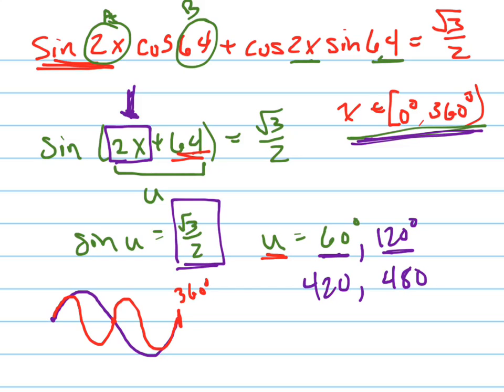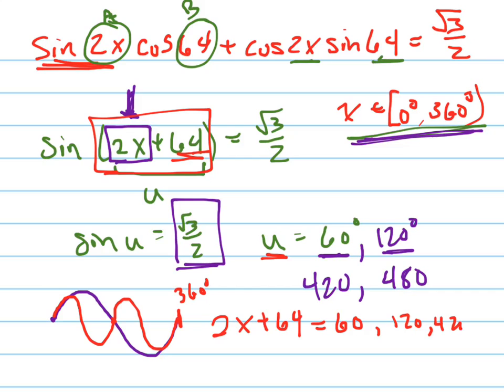Alright, so u equals those things, but we don't want to solve for u, we want to solve for x. So we're now going to take 2x plus 64 and set that equal to each one of these: 60, or 120, or 420, or 480. So x equals, I subtract 64, it's negative 2, which is not one of my solutions. Again, do that for the rest: subtract 64, divide by 2, do that for all 3 of those. So those are our 3 answers that actually work: 28 degrees, 178 degrees, and 208 degrees.